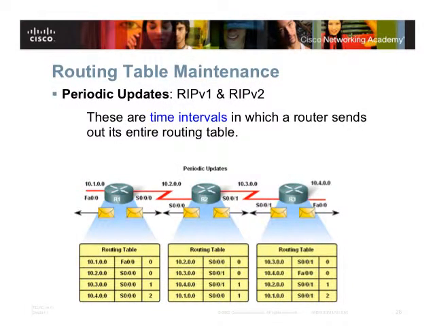So, the periodic updates are the main cause of this slow convergence. And periodic updates means that every time interval in RIP, the default time is 30 seconds, these periodic updates will get exchanged between the routers. Both RIP version 1 and RIP version 2 use periodic updates every 30 seconds.